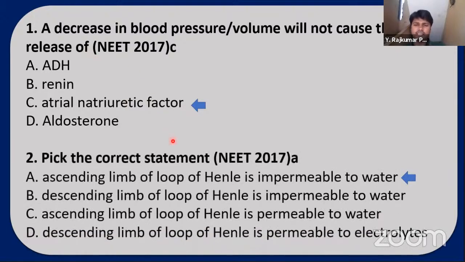Second question, pick the correct statement. Ascending limb of loop of Henle is impermeable to water, isn't it? Just now I have told you in the slide, right? Descending limb is permeable and ascending limb is impermeable. From the descending limb, water is moving outside, and from the ascending limb, what is happening? Water does not move outside because it is impermeable. Only the salts move outside. Okay. So for the second question, A is the right answer. Let's go to the next question.